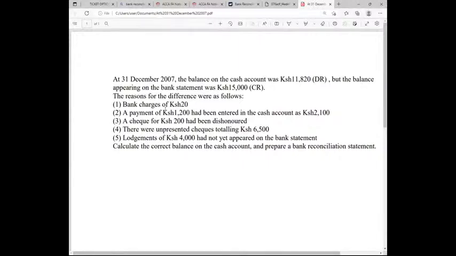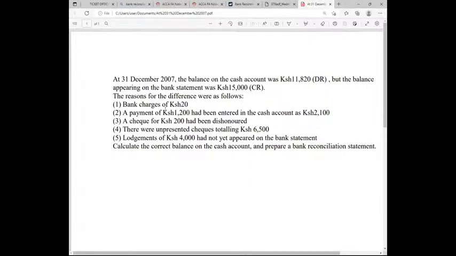A payment of Kenya shillings 1,200 had been entered in the cash book as 2,100. So the cash book has an error, and you must correct the cash book there. A check for Kenya shillings 200 had been dishonored. Number four, there were unpresented checks totaling 6,500, and number five, lodgements of 4,000 had not yet appeared on the bank statement.